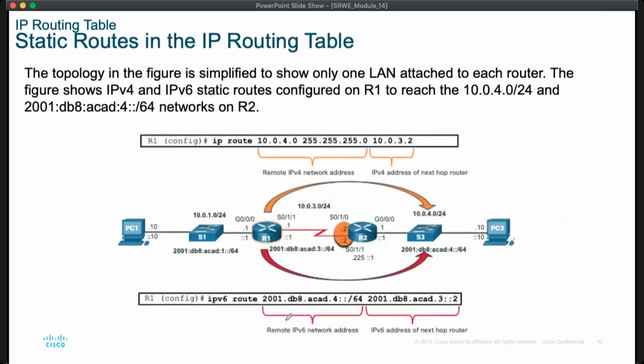Static route in the IP routing table. The topology in the figure is simplified to show only one LAN attached to each router. The figure shows one IPv4 and IPv6 static route configured on R1 to reach the 10.0.4.0/24 and 2001:DB8:ACAD:4::/64 networks on R2.